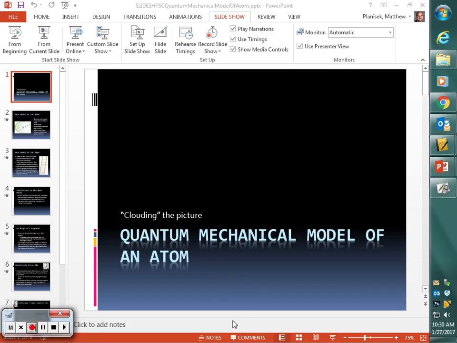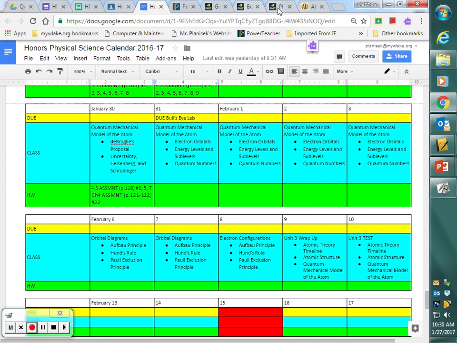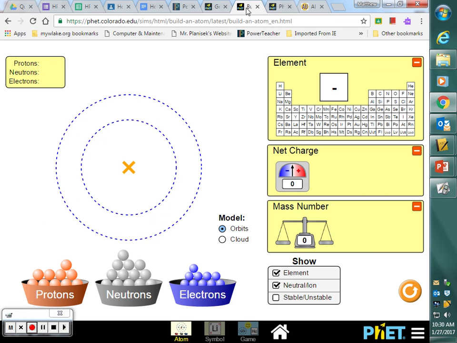But all right. Today we are going to introduce the idea of the quantum mechanical model of the atom. Before we do that, though, I want to review a couple of things based on the scores that you guys got on the quiz. We don't need to review this a whole lot, but just remember where we are and what we've done.